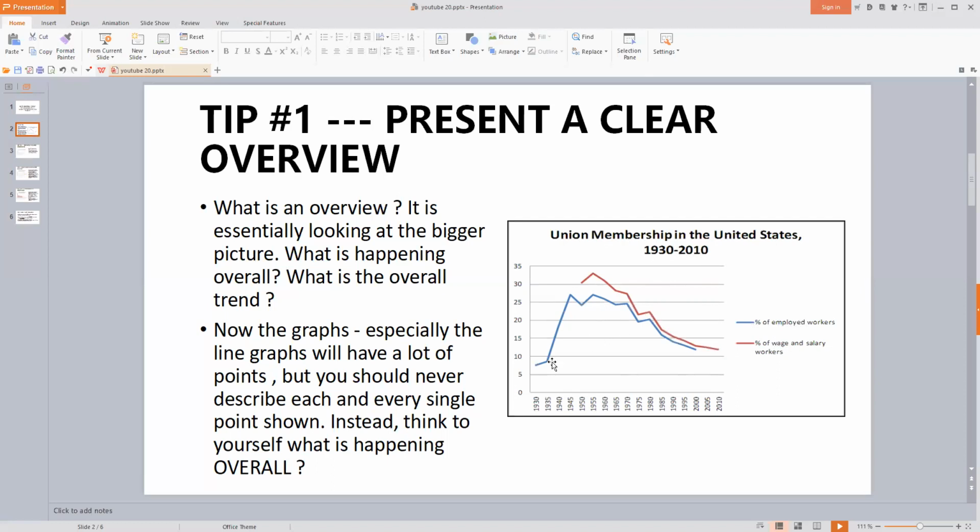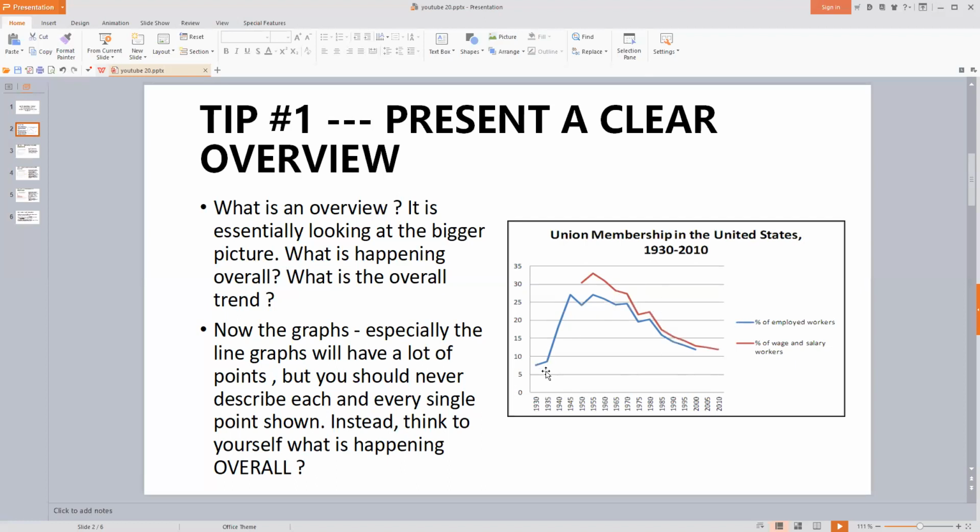So, as you can see, there are many points. This is point 1, 2, so many points. There are so many dips. There is a steady rise and things like that. But you're not going to explain each and every single thing. When I tell you to present a clear overview, it means you have to look at the overall picture. Okay? And that's what you have to ask yourself. You have to think to yourself, what is happening overall?